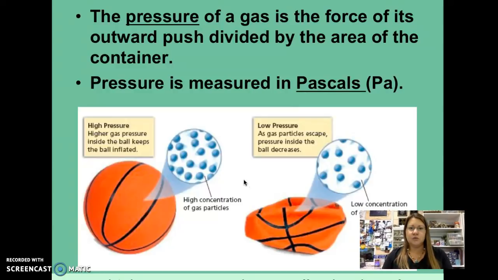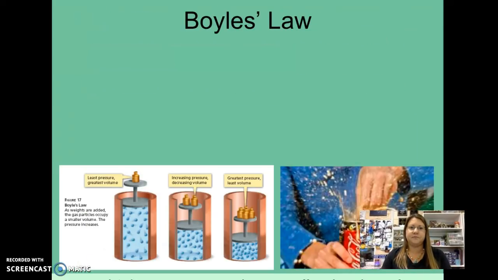Pressure is measured in the unit of pascals. So if you're looking at a graph, for example, that is looking at different types of variables, if it is referencing pascals or kilopascals, that's specifically talking about the pressure.